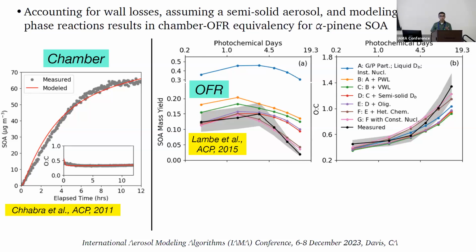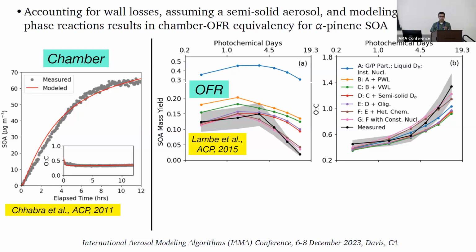If we now include the influence of particle wall losses, size-dependent particle wall losses, we'll reduce the mass yield a little bit. We now include the influence of vapor wall losses inside the flow tube. Our predictions get even lower. We include now a semi-solid particle phase state that's further lowered. Oligomerization increases the mass yield a little bit, but not by much. But really, it's the models F and G that you can see in the top right there that can reproduce both the mass yield trends with photochemical age and the O2C trends.